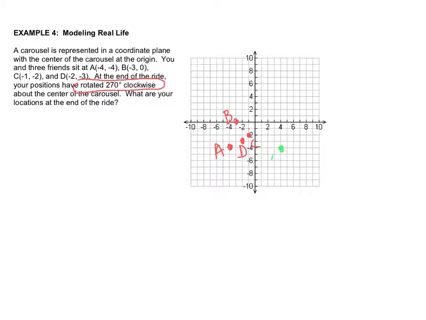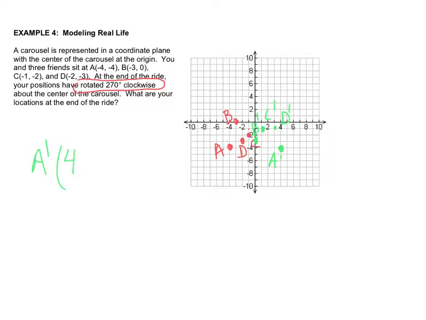-4, which is now A prime. B is now going to be sitting at 0, -3, which is B prime. 1, -1 is C prime. And D is at 3, -1. So after a 270 degree 3-turn rotation, we have the following coordinates.